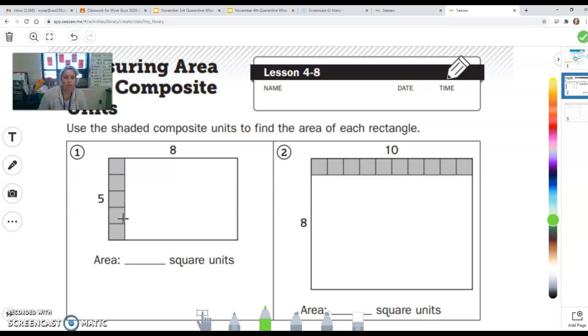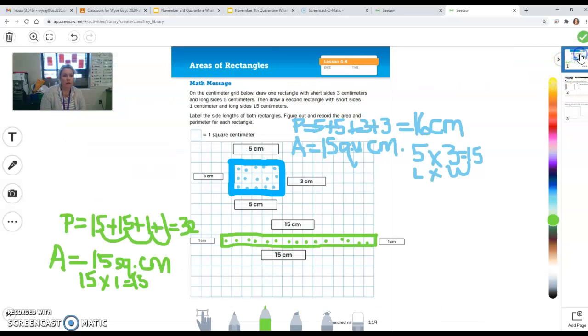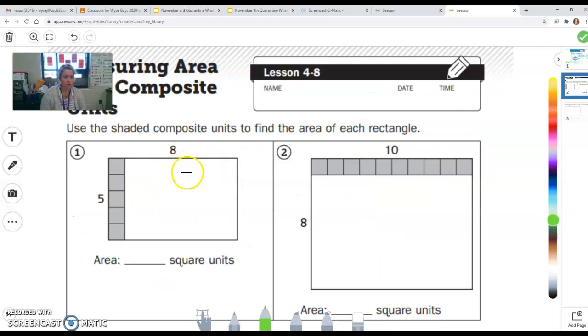So let's say that I wasn't able to make all of my squares. In the last lesson, we had the centimeter grid. We had all of our squares and we knew each square was 1 square centimeter, so we could just use those squares to figure out our area. Well, sometimes they're going to ask you to figure out area and you're not going to be able to count the squares.